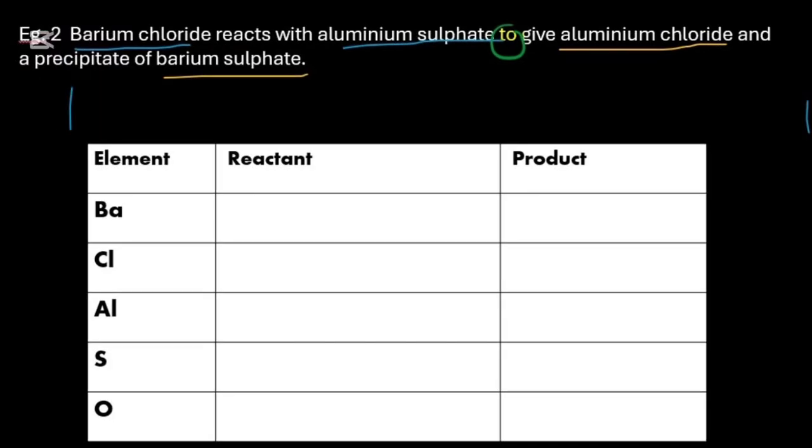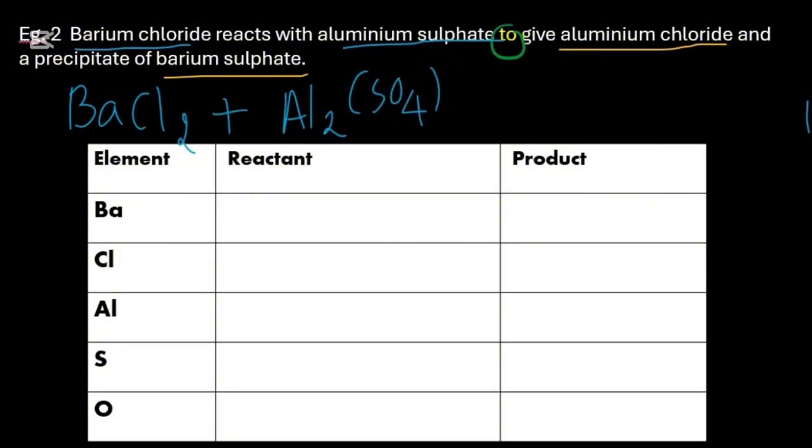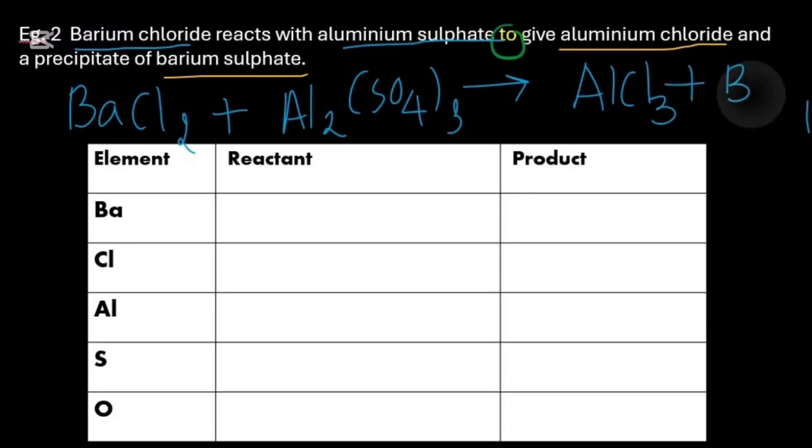Let's take one more example. In this example, barium chloride and aluminum sulfate are before "to", that means they are reactants. Aluminum chloride and barium sulfate are after the "to", so that means they are products. Now what we will do, we will write down the chemical formula of the reactants and the products and list down the elements. So barium, chloride, aluminum, sulfur, and oxygen. Okay, these are the 5 elements we have.